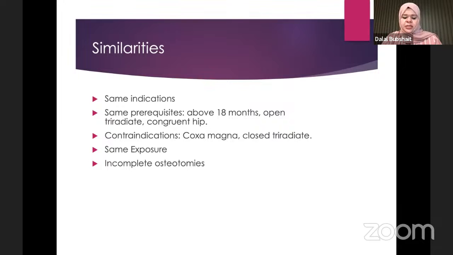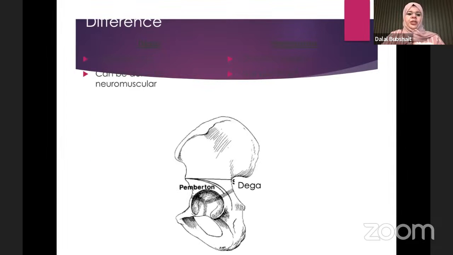They have almost similar exposure. They are both incomplete osteotomies, so they have the anterior part or the posterior column still intact. So these are the differences now between both.